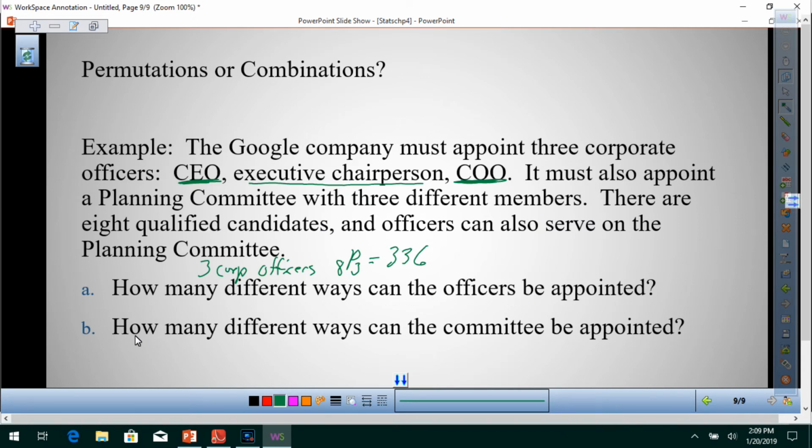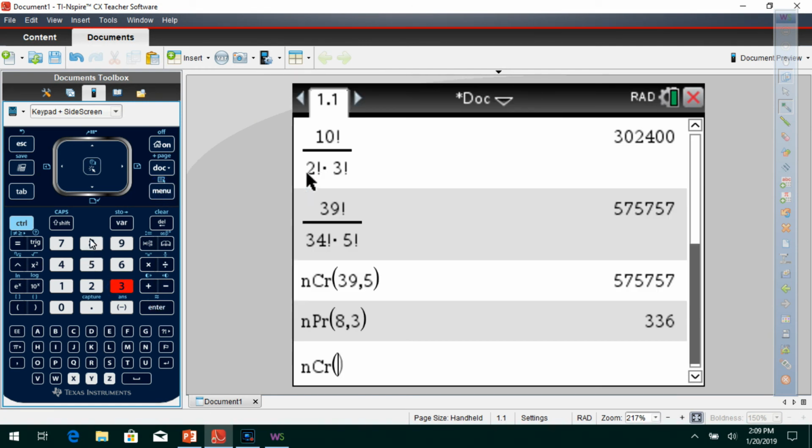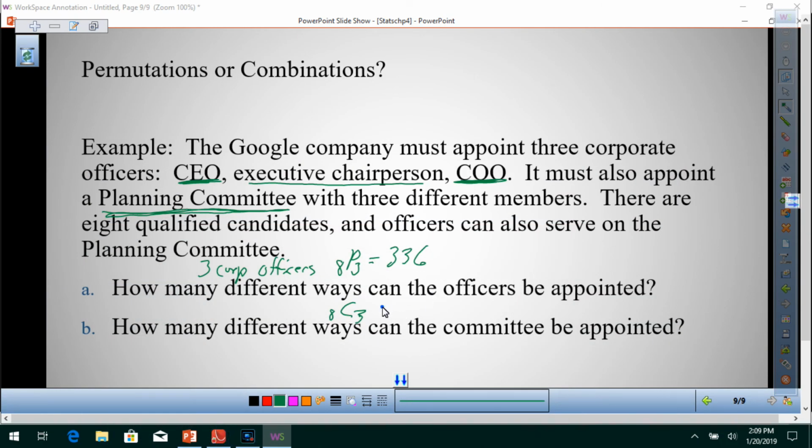Now, how many different ways can the committee be chosen? Does it have a hierarchy on the planning committee? Okay, it does not. So as long as you're on the planning committee, that one is going to be 8C3, 8 choose 3. So let's try that. Menu 5, 3, 8, comma 3, and there's 56 ways. So there's 56 ways those 3 could be chosen.